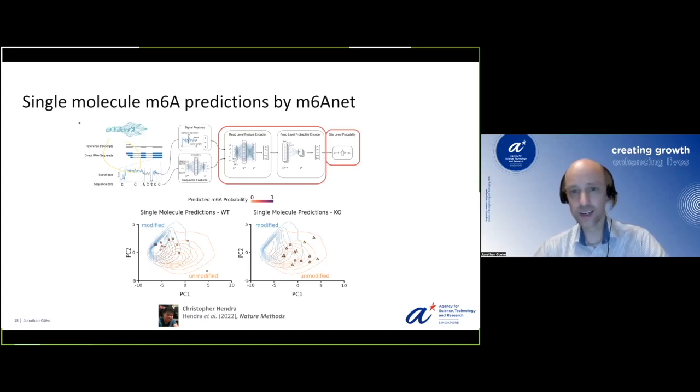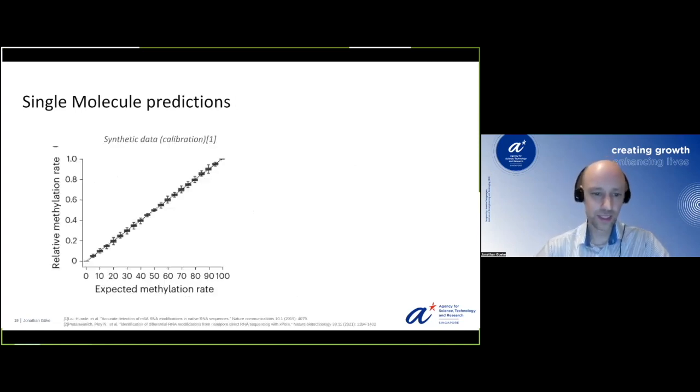What we can do is we can also calculate the probability that a read has an M6A modification at a very specific base. So how well does that work? To evaluate that, we used synthetic data, and we mixed synthetic data, which has 100% M6A modifications, with synthetic data that has no M6A modifications at certain ratios.